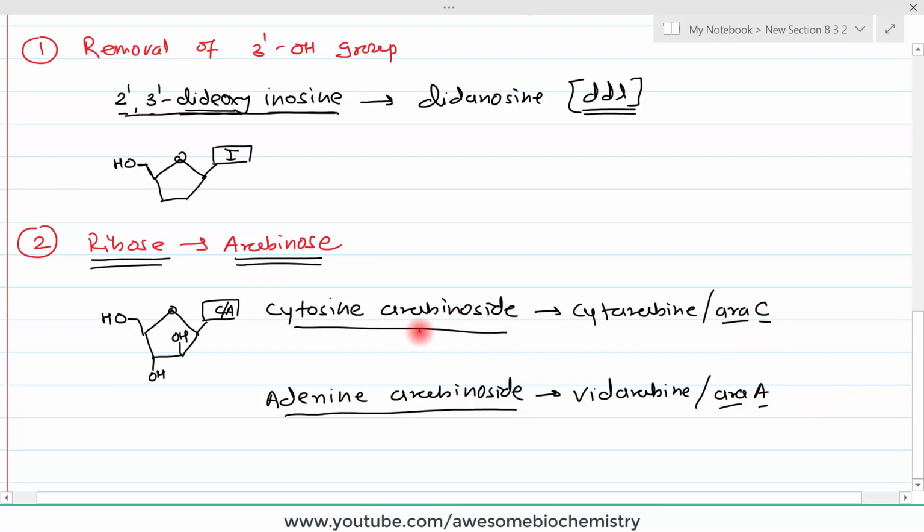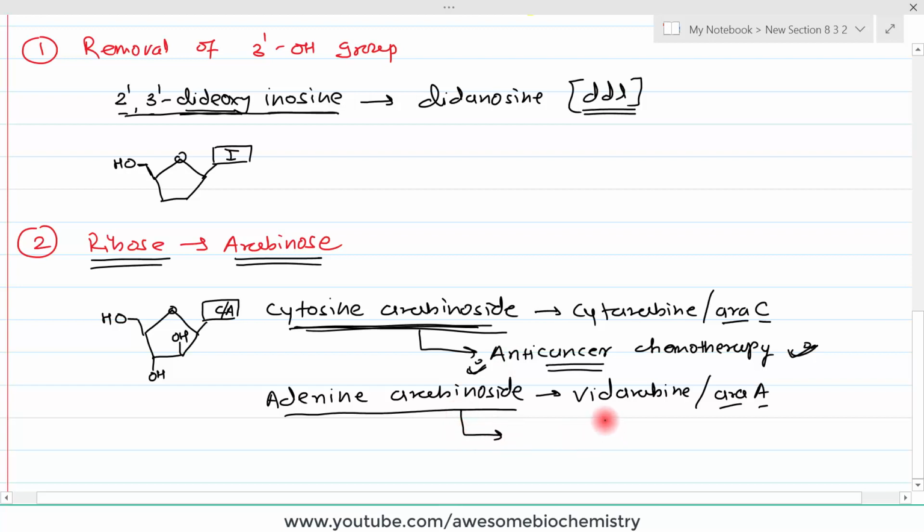Cytosine arabinoside is used in anti-cancer chemotherapy. Why is it used as an anti-cancer chemotherapy? Because it can inhibit DNA synthesis. So in a cancer tumor, what happens? There is uncontrolled cell division, and we want to control that. So if you give cytosine arabinoside to such a patient, their cancer cell growth can be stopped. So it is used as an anti-cancer chemotherapy.